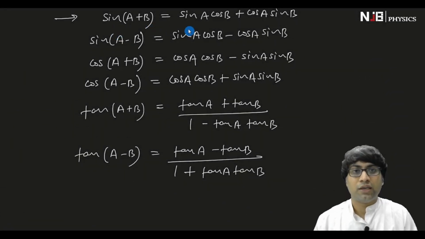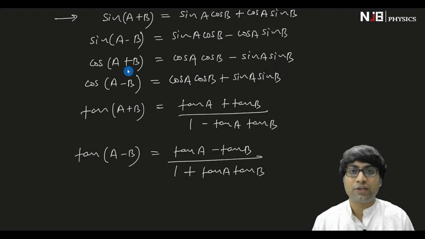Let's talk about another set of trigonometric identities. Sine of A plus B equal to sine A cos B plus cos A sine B. Second is sine of A minus B equal to sine A cos B minus cos A sine B. Then we have cos of A plus B, which is equal to cos A cos B minus sine A sine B. Remember, if it is plus over here, it has to be minus over here. And then we have cos of A minus B, which is equal to cos A cos B plus sine A sine B. Again, if it is minus over here, it should be plus over here.